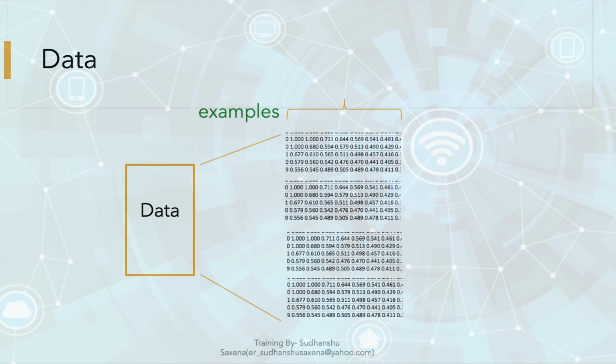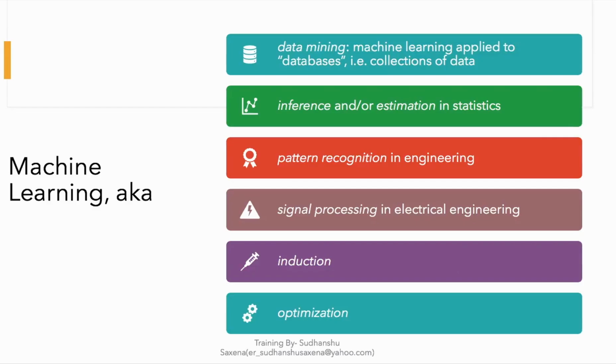Now, machine learning is being used in many fields. When you're collecting data, you call it data mining. In statistics, you call it inference or estimation. In engineering, you call it pattern recognition. In electrical engineering, you call it signal processing or induction or optimization. There are various names for machine learning algorithms. However, they're doing similar kinds of things.